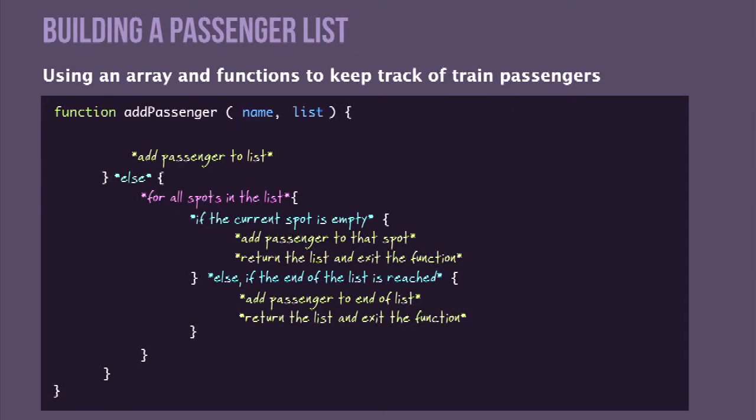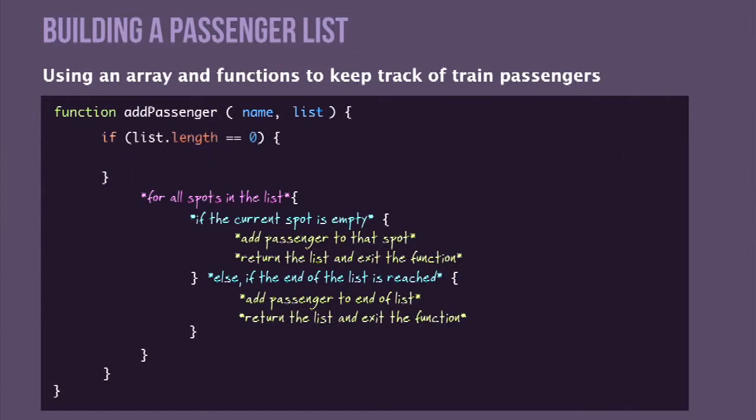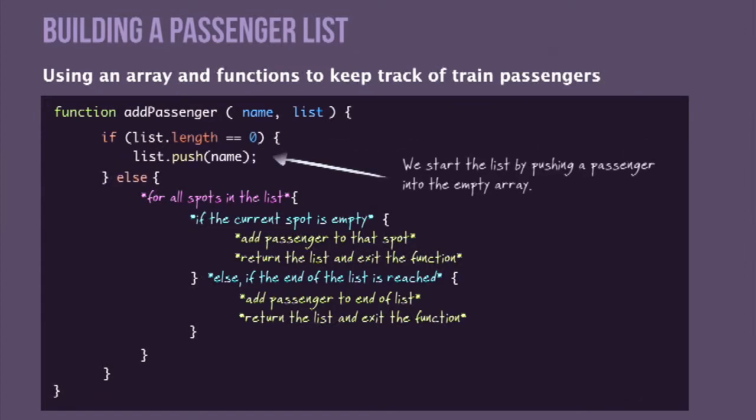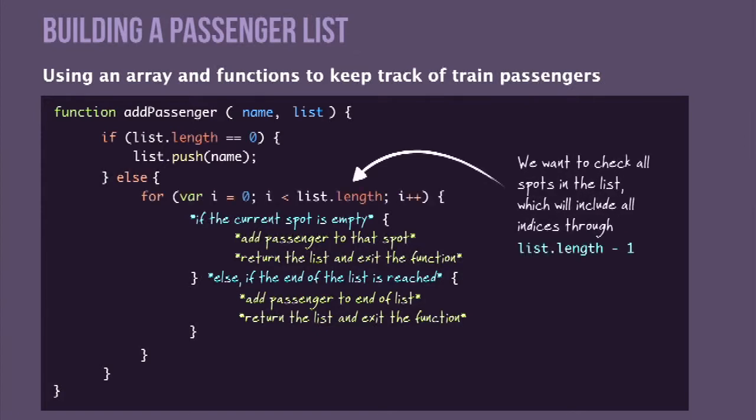The first thing we know is that if the list.length property is 0, then the list is empty, right? So we can just push the name of the passenger onto the list. Otherwise, the list is not empty, so we know we're going to need a loop to check for empty spots. Here's our loop. It looks just like the other one. We will proceed through the entire length of the array looking for empty spots.